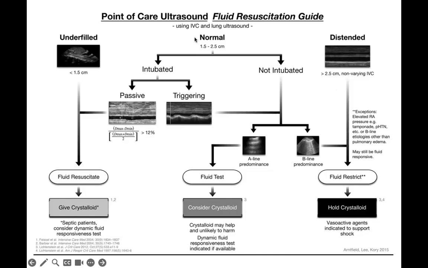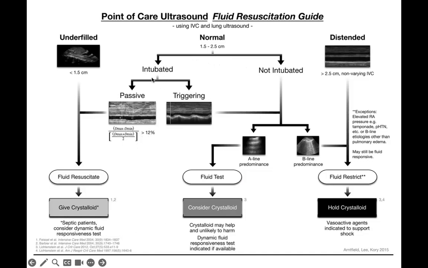Now, if you look down this normal route, 1.9 to 2.5, they have split it up into intubated and non-intubated. And that is because in intubated patients, you use IVC distensibility, which has a little bit better literature supporting it than IVC collapsibility, which is what you use in non-intubated patients. But note that they actually put the collapsibility equation right here. So this equation is wrong.